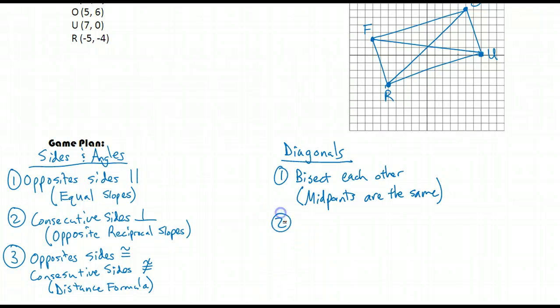Now, all parallelograms have diagonals that bisect each other. I want to specifically say that this is a rectangle. So in addition to having diagonals that bisect each other, the diagonals have to be congruent. To prove that our diagonals are congruent, we need to find the length of each diagonal. To find the length in coordinate geometry, use the distance formula.